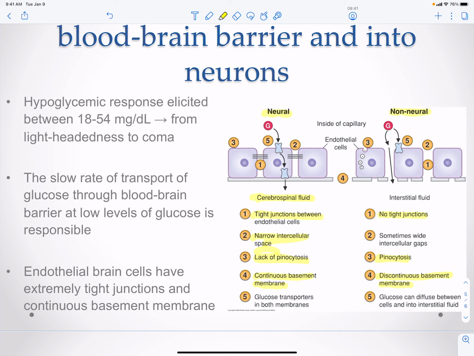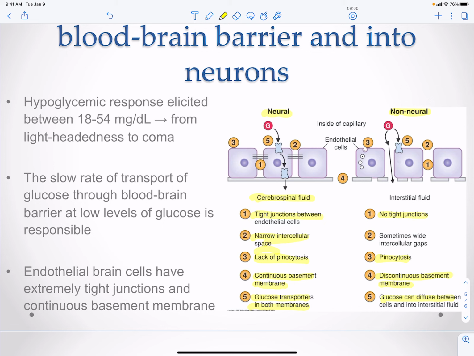What you're going to have to do in neuronal tissue is have glucose transporters on both sides of the membrane of the endothelial cell. Whereas in non-neural tissue, the glucose diffuses through, and the glucose that the endothelial cells take up, they'll use for energy.